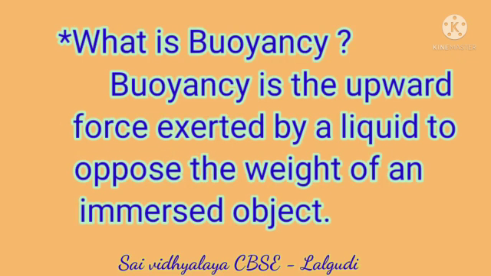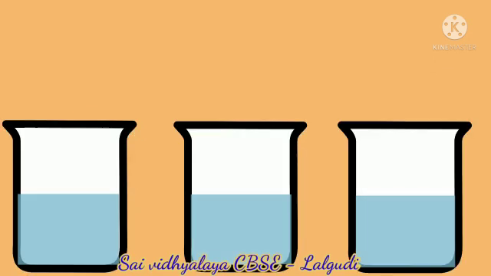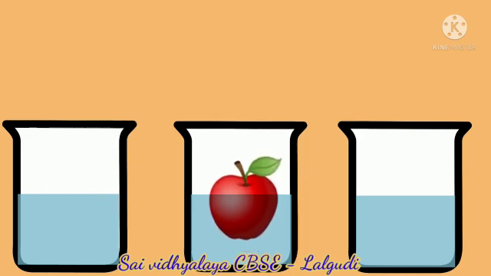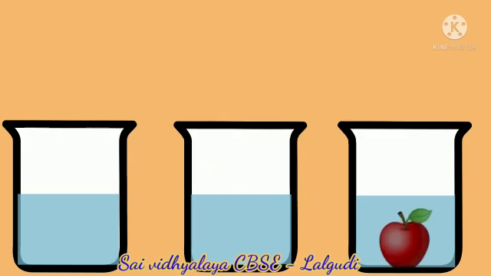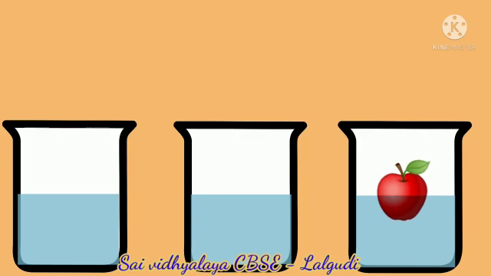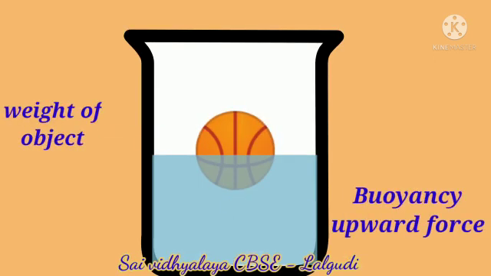Let us understand what buoyancy is. Buoyancy is the upward force exerted by a liquid to oppose the weight of an immersed object. For example, if an apple is dropped in the water, the apple will try to go down. But the water also has a force which pushes things upward. This upward force of water is called buoyancy. Buoyancy force or upward force of water.